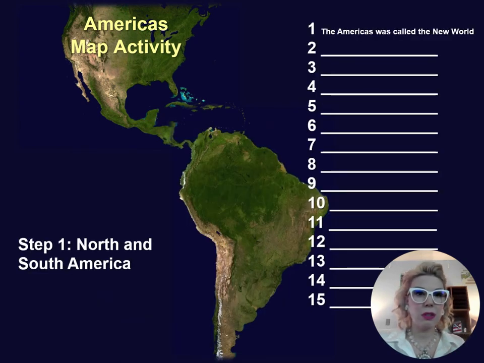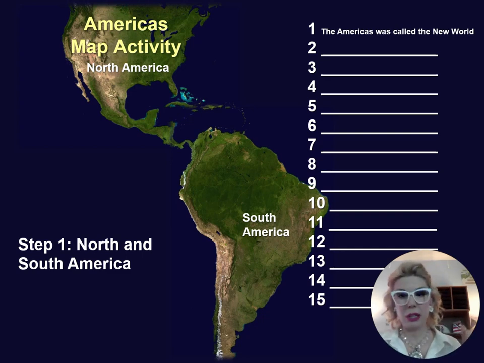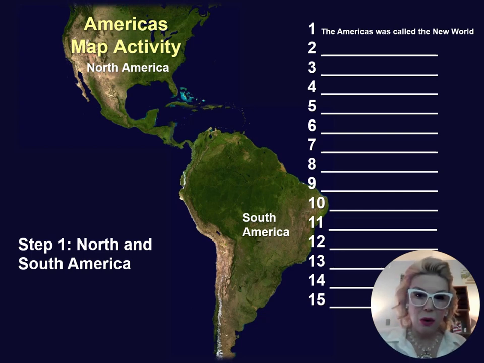Okay, so the very first thing on the Americas map activity is labeling North and South America. That's probably the basics for Mesoamerica, is just knowing where those two continents are. You'd be surprised how many people can't remember them or get confused where they're at or any of those small things.